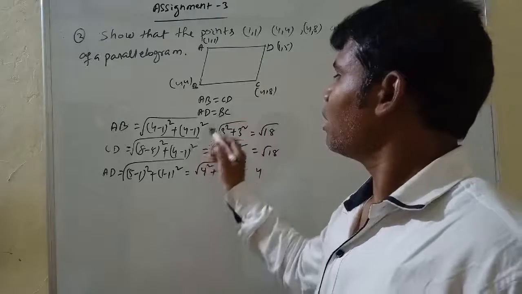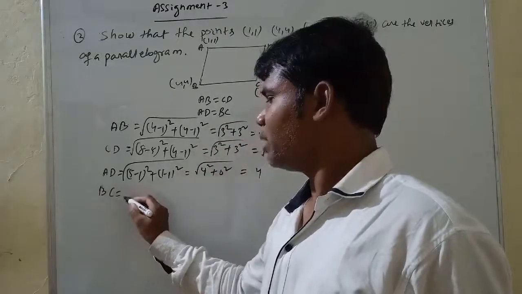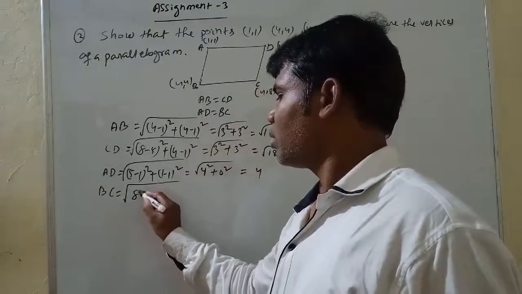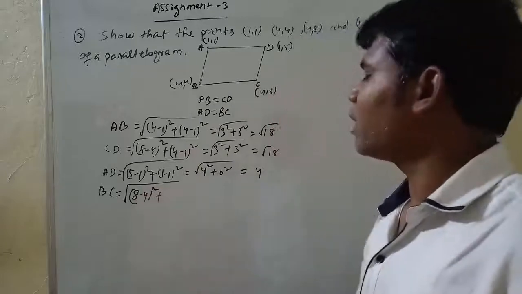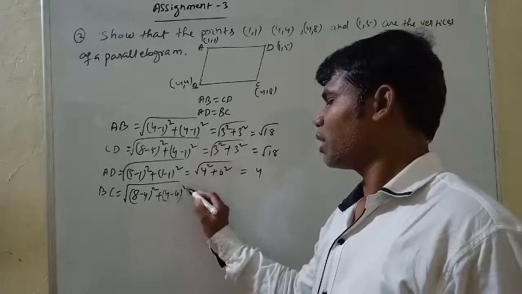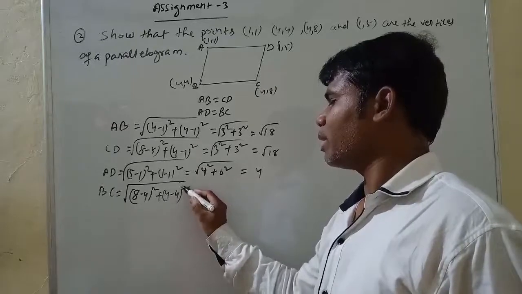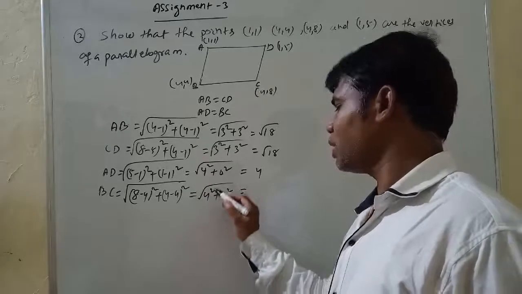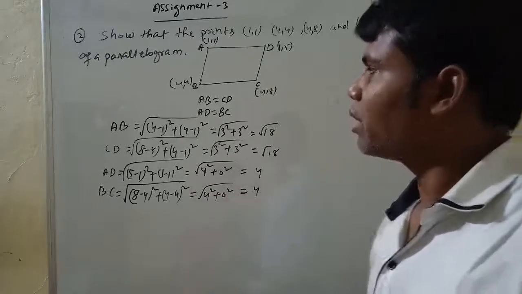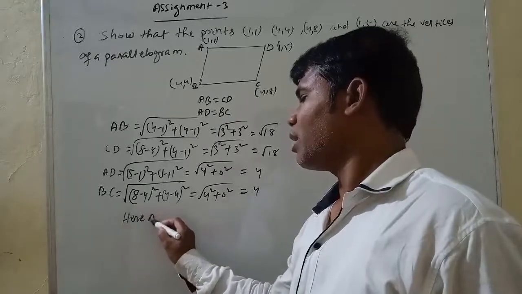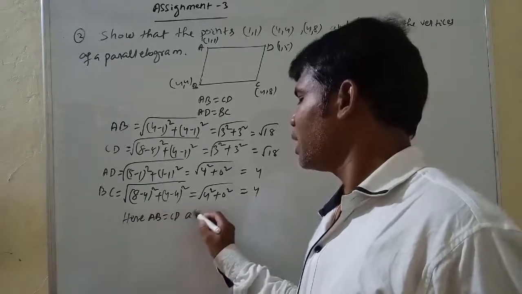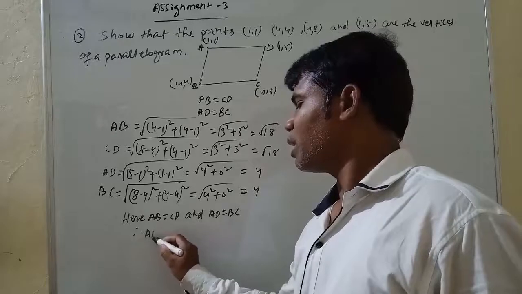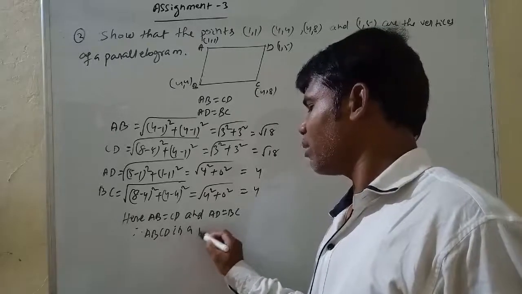Again BC is equal to the square root of 8 minus 4 whole square plus 4 minus 4 whole square, that is x2 minus x1 whole square plus y2 minus y1 whole square. 8 minus 4 is 4 square, this is 0 square, 4 square is 16, root 16 is equal to 4. That means here AB is equal to CD and AD is equal to BC. Therefore ABCD is a parallelogram.